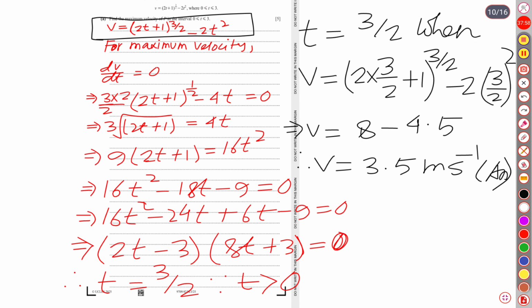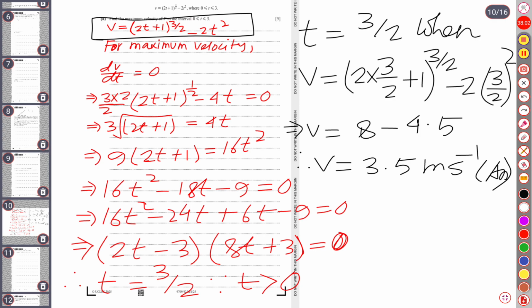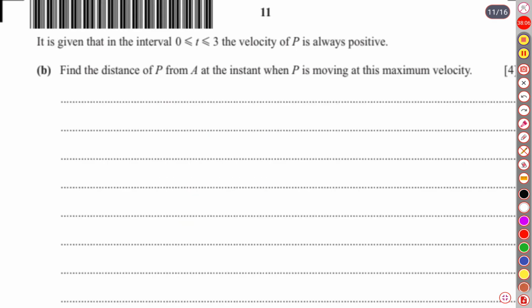Let's see what the next one says. Question number B says, it is given that in the interval 0 until 3 seconds, the velocity of P is always positive. Find the distance of P from A at the instant when P is moving at its maximum velocity. So it's already positive, they have mentioned. So our velocity expression is v is equal to what?